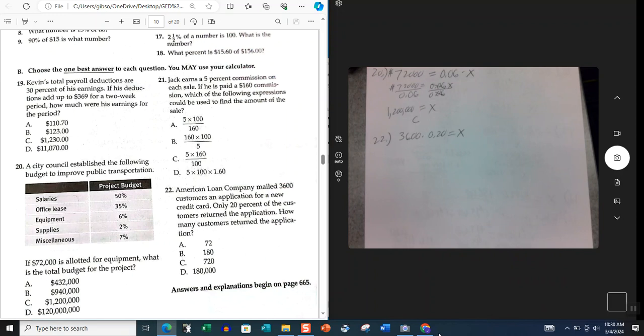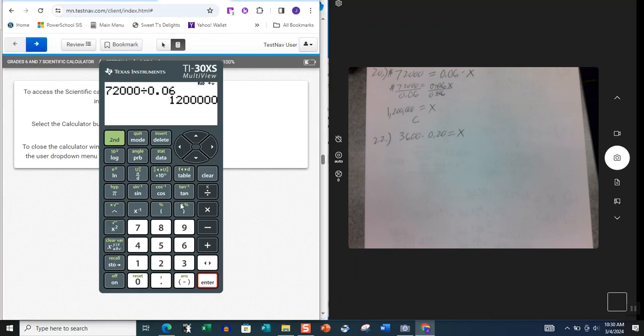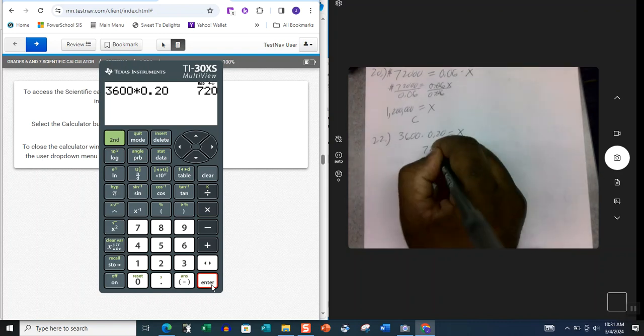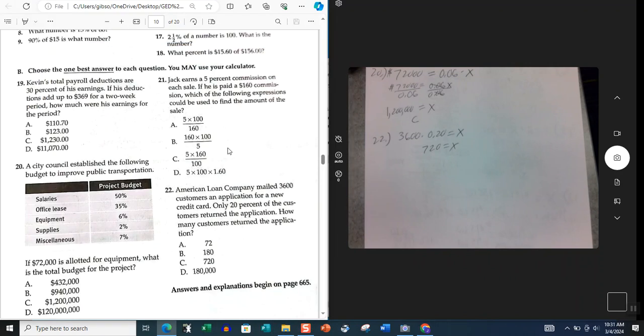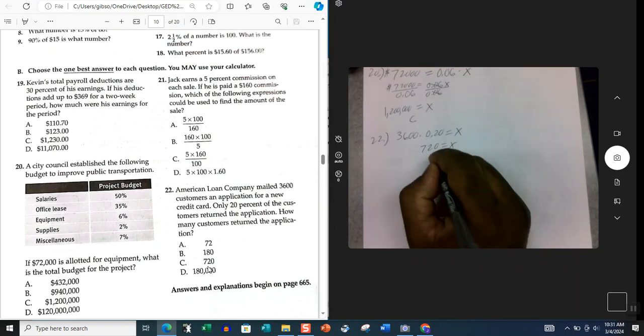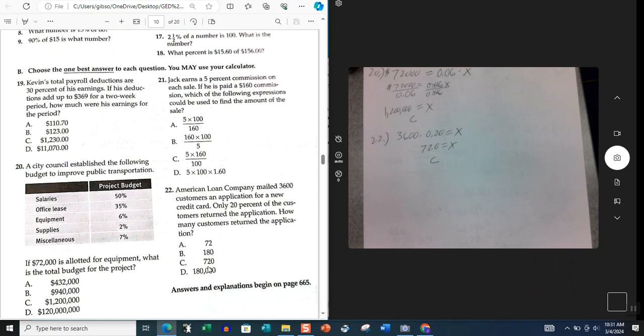Now we can use our calculator. So we'll take 3,600 times 0.20. And that gives us 720 is equal to x. Now that would be C. And it just so happened that 20 and 22 are both C.